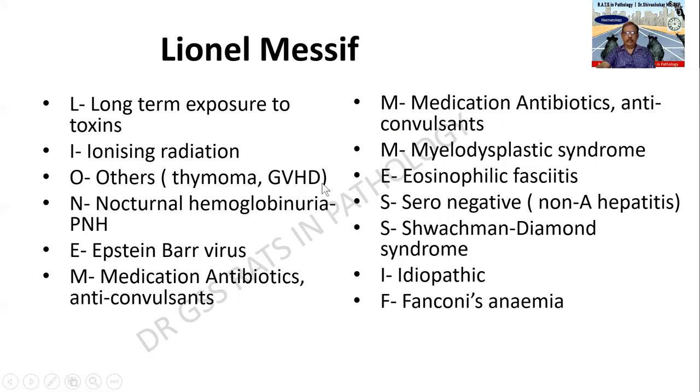Thymoma, graft-versus-host disease. N for nocturnal hemoglobinuria, that is paroxysmal nocturnal hemoglobinuria. E for Epstein-Barr virus. M, medication, antibiotics, anticonvulsants. M again, myelodysplastic syndrome. E for eosinophilic fasciitis. S, seronegative non-A hepatitis. And S again for Shwachman-Diamond syndrome, which I usually call Diamond-Blackfan syndrome. I, idiopathic, and F for Fanconi's anemia. Please do remember.